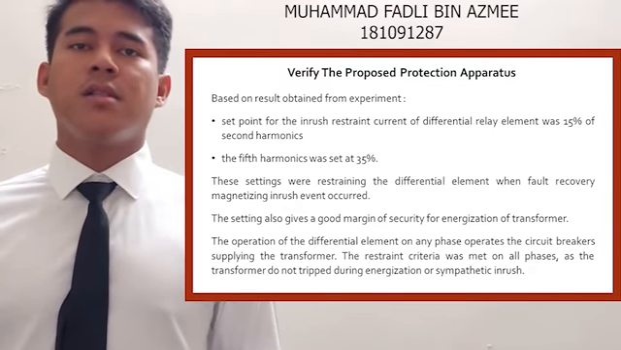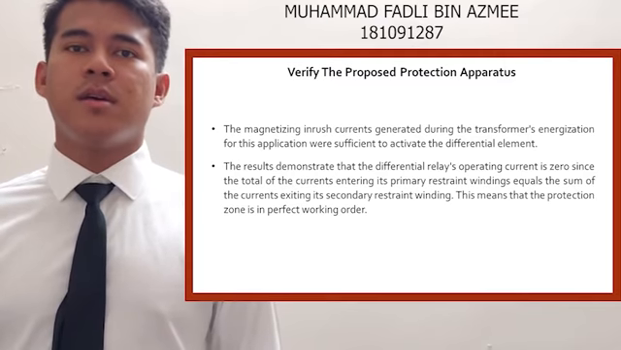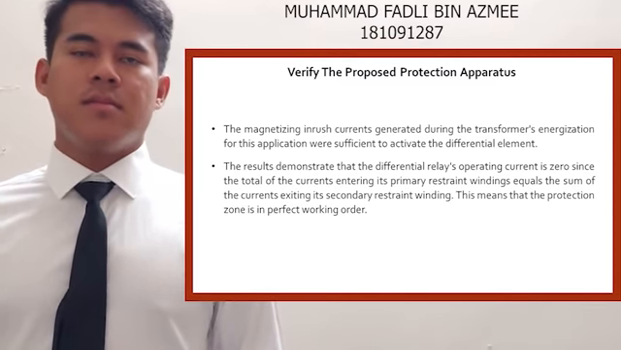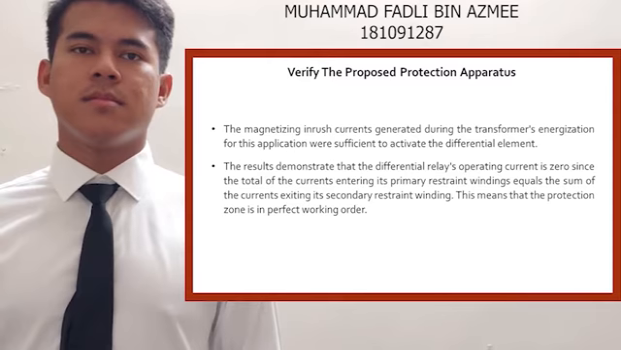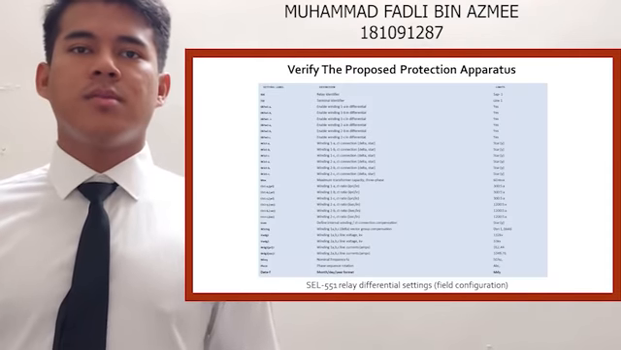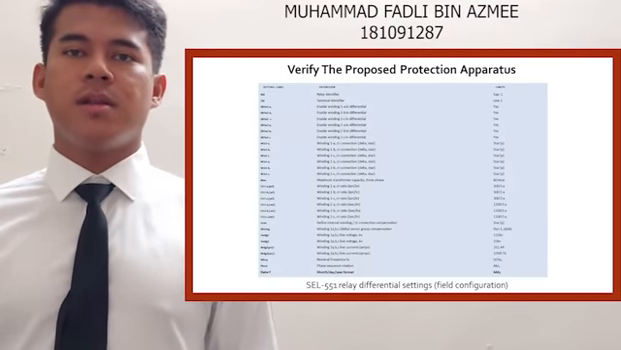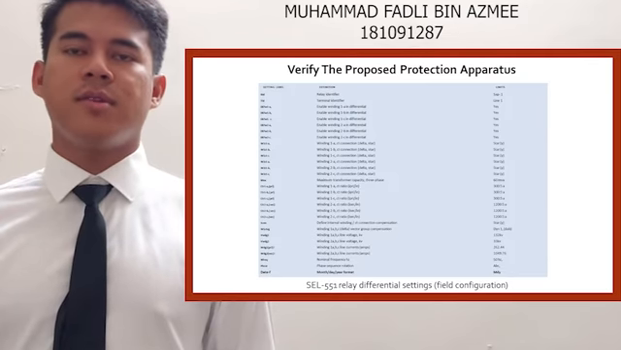Okay, this is the table for the relay differential setting, while table 2 is the differential element relay setting for the harmonic restraint result.